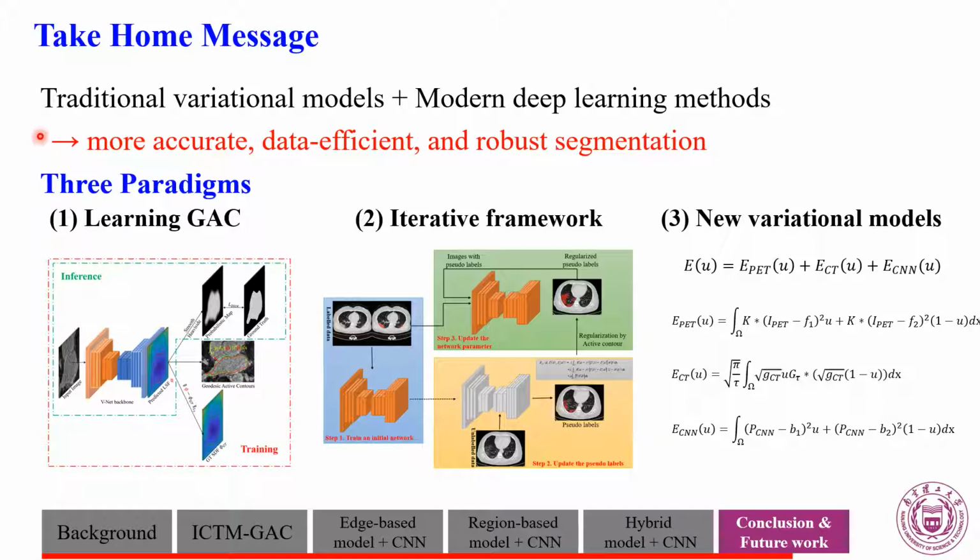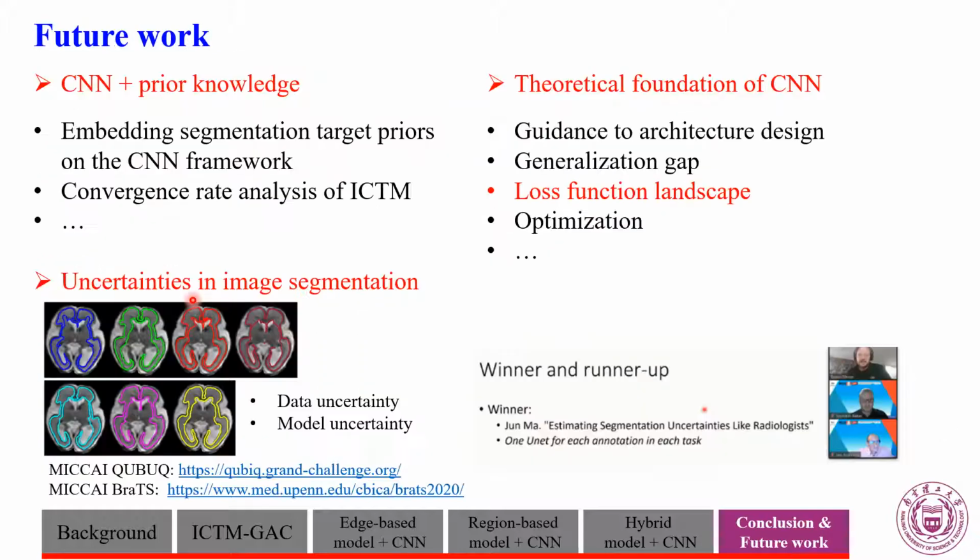In this presentation, we saw three paradigms to combine traditional variational models with modern deep learning methods, which can obtain more accurate, data-efficient, and robust segmentation results. There are still lots of open questions in medical image segmentation. In the future, I'd like to explore the fusion of theory and prior knowledge, the theoretical foundation, especially for the loss function landscape and the uncertainties in medical image segmentation.